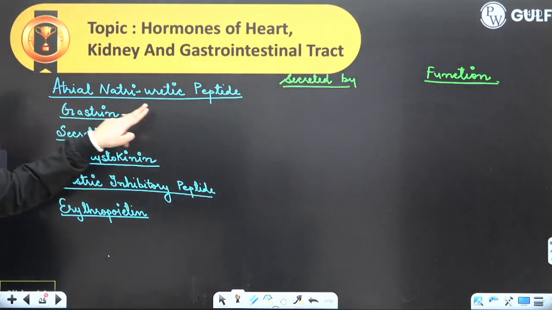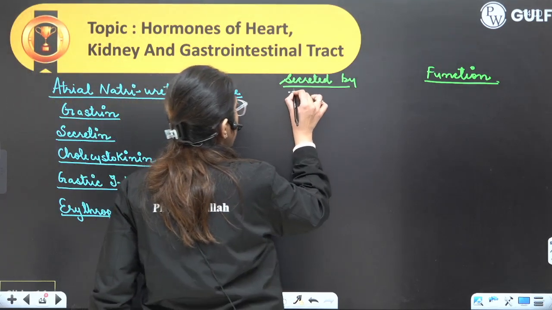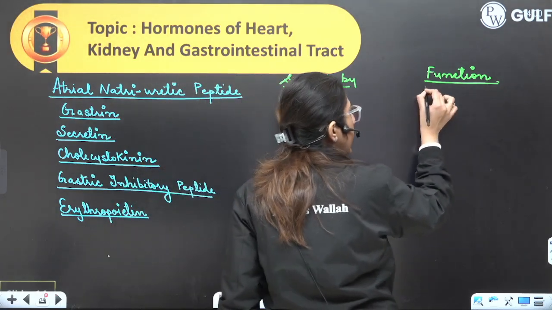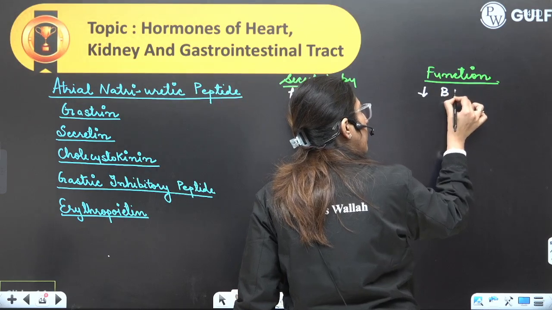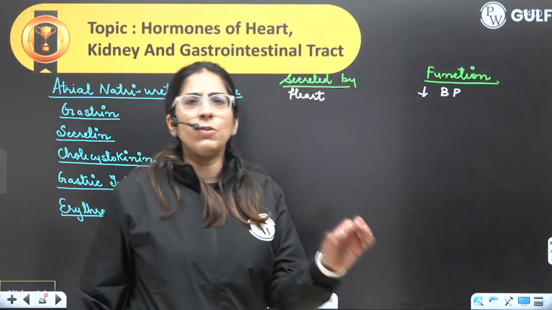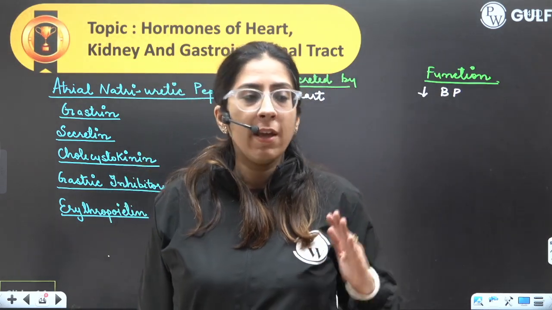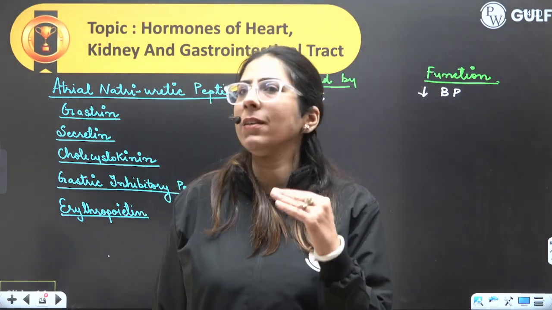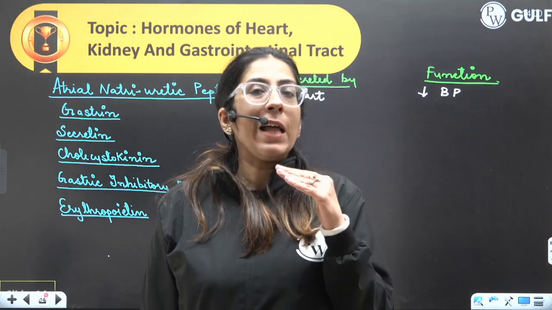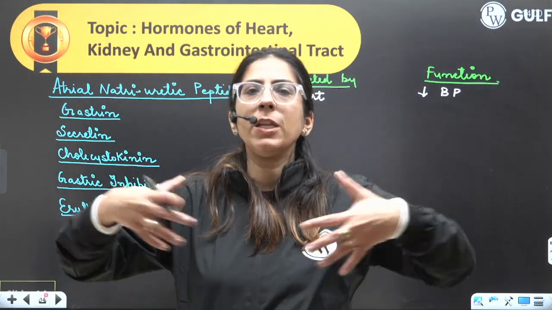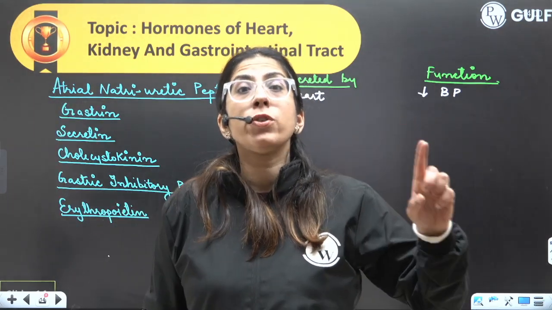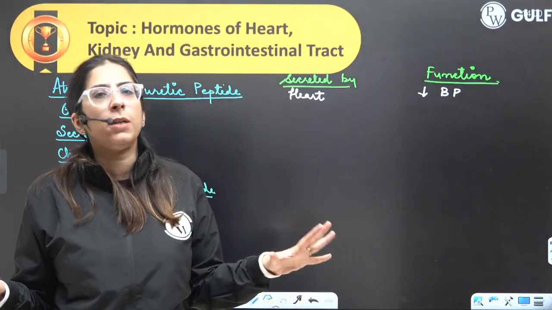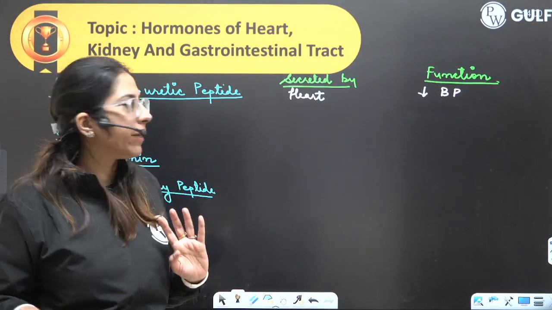First is ANF or ANP. This is the one which is secreted by the heart. Right? And what does it do? It reduces the BP, blood pressure. Simple word. If blood comes to the heart at high pressure, the atrial wall secretes ANF. And this ANF helps in elimination of water from the body, which reduces the blood pressure. So the body has a capacity to regulate the blood pressure. This is how they regulate it.